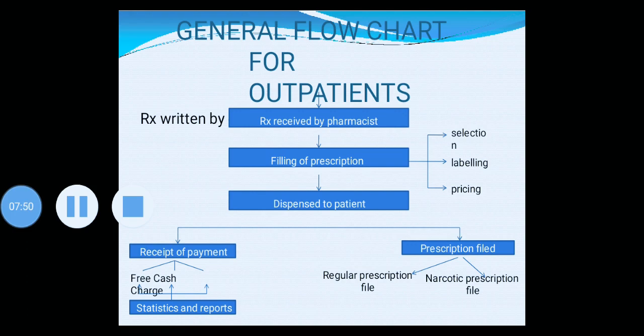That is the work of the hospital pharmacist. The prescription fill is the work of the physicians. Regular prescription file, narcotic prescription file, divided by the medications, that is the work of the hospital pharmacy. Only the prescription given to the patient is the work of the physician. Then all the records maintained are the work of the hospital pharmacist for the outpatients.